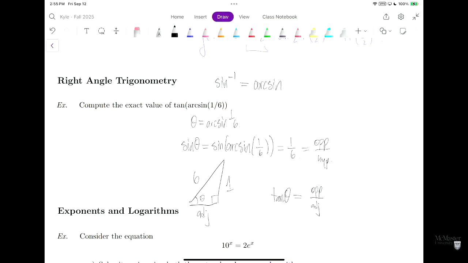Our Pythagorean theorem says that our adjacent squared plus 1 squared is equal to 6 squared. So our adjacent is going to be equal to 36 minus 1, all rooted, root of 35. Let's sub this into our tangent formula. Our opposite side is 1, and our adjacent is root 35.